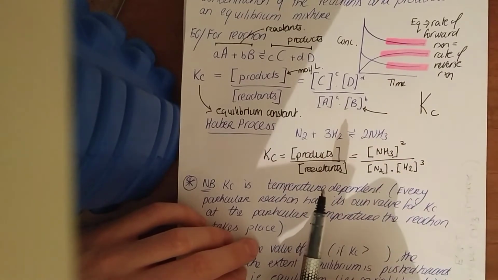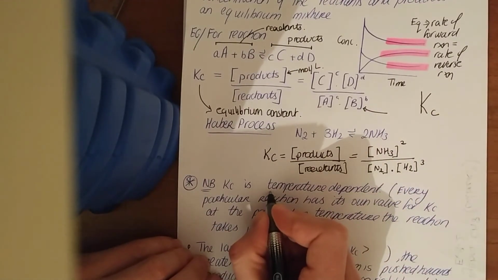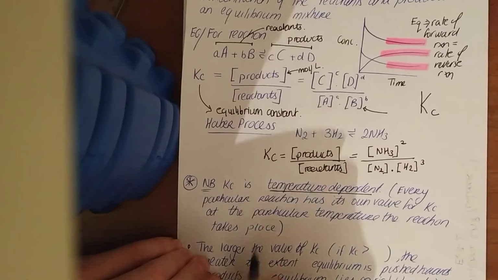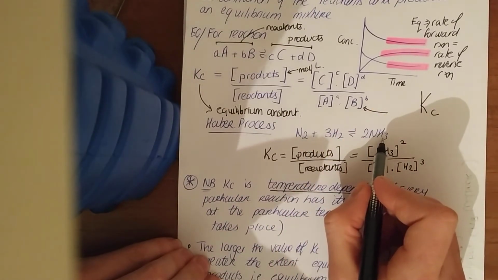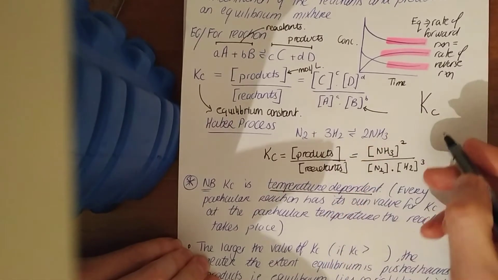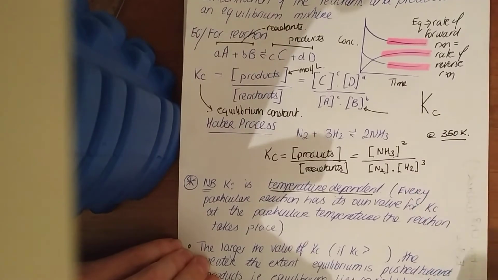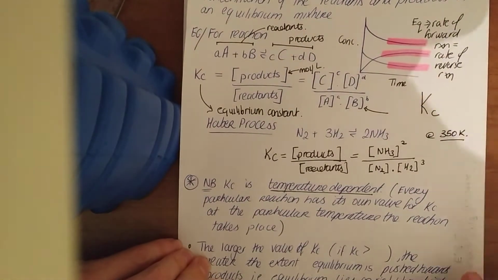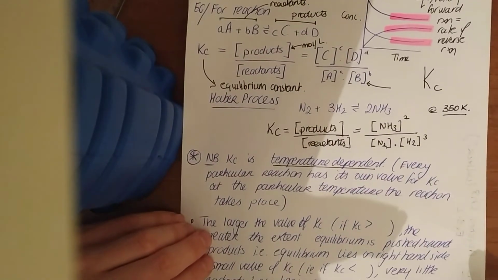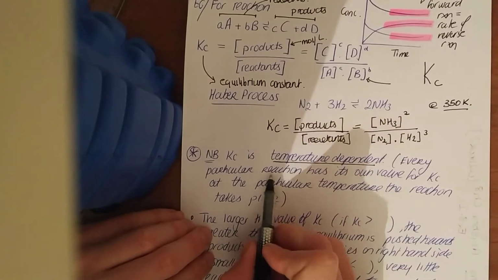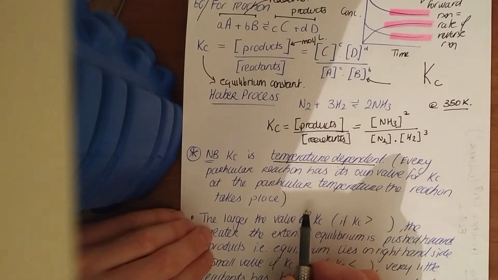You want a very large value of Kc, and the only thing that affects that Kc is that it's temperature dependent. So when they quote a value of Kc, they'll often give the reaction and they'll say Kc is equal to such and such at, say, 350 Kelvin. So you'll often see a temperature at the end of these equations because it's temperature dependent. That often comes up. What's the only thing that affects Kc? It's temperature dependent. So every particular reaction has its own value for Kc at a particular temperature, the reaction takes place.